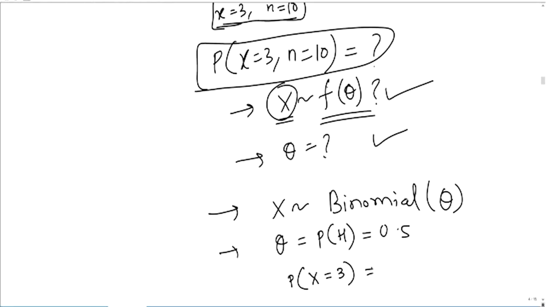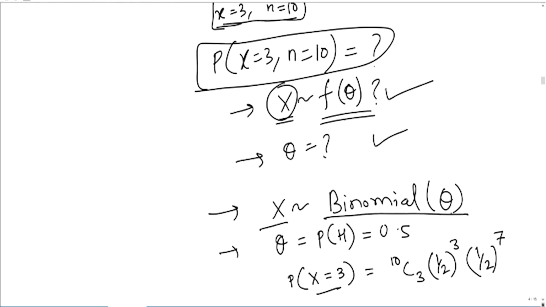So this probability would be given by n choose x. What is n here? 10 choose x, where x is 3. Now theta to the power x, where theta is 1/2 and x is 3, times 1 minus theta to the power n minus x, which is 7. So this would be the probability of obtaining 3 heads when you toss a coin 10 times, under the assumption that the number of heads comes from a binomial distribution where theta, the underlying probability of heads, is 0.5. This is how it works.